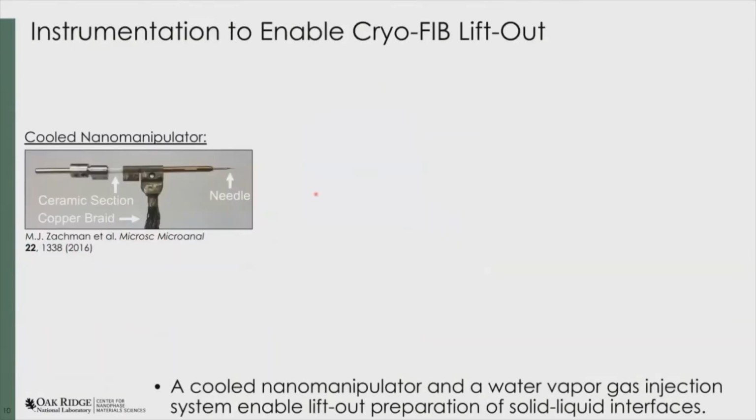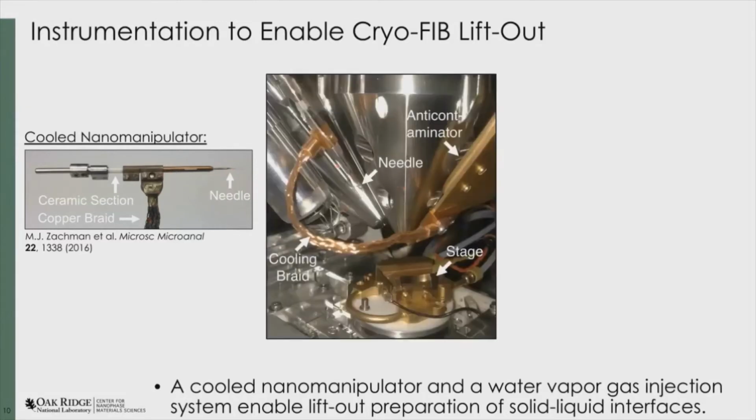So how do we get around these things? Well, the first, like I said, is fairly obvious. We have to have a cooled needle. So this has a very similar design to the stage where there's a ceramic section which insulates the tip of it from the rest of the shaft. We have the needle here on the end, and there's a copper braid that, if you look here, this is the needle. The copper braid runs and attaches to our anti-contaminator. So it gets its cooling through the anti-contaminator. You can see here it's positioned above the stage so that we can work on samples and lift them out.